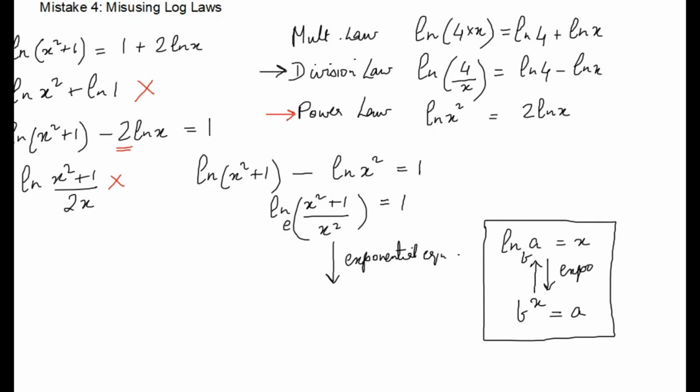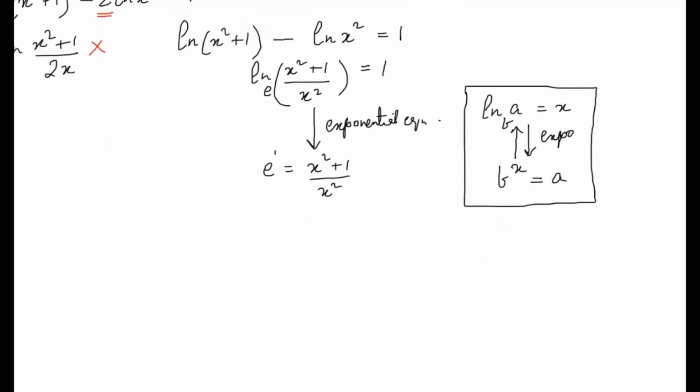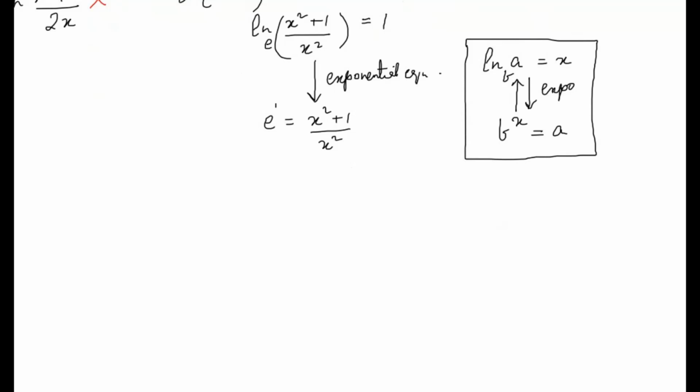Right. So here we're converting the log into exponential. Take the base e, raise it to power 1, and you get (x squared plus 1) by x squared. We have discarded the log. Right, now we just have to solve it. So to do that, it's plain algebra. We have to solve for x. So first take x squared from the denominator over to the other side. So we get x squared into e is equal to x squared plus 1.